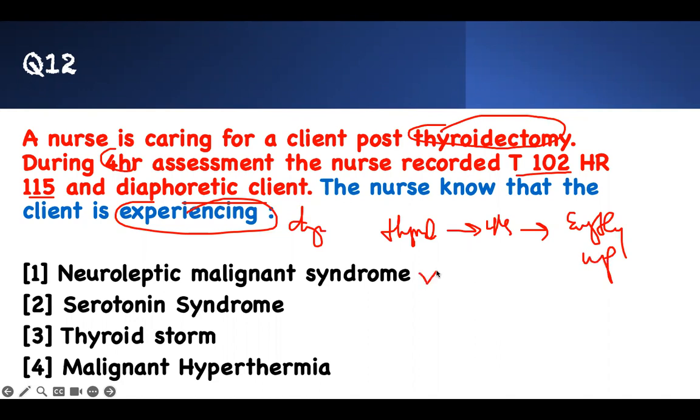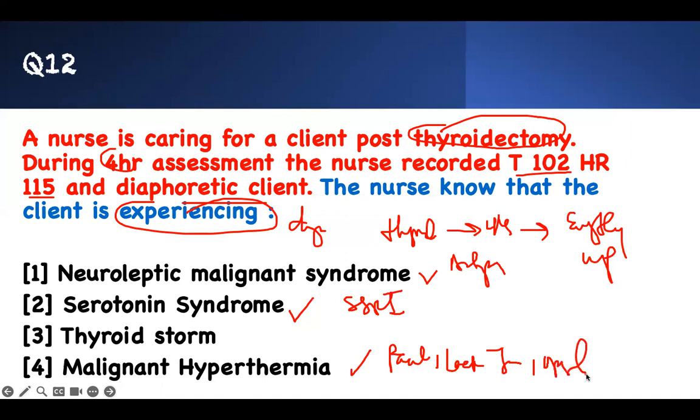It's not neuroleptic malignant syndrome because I have not given the patient an antipsychotic. It's not serotonin syndrome because I have not given them an SSRI. It's not malignant hyperthermia because usually this happens in the PACU, and then they will have a locked jaw, or it will occur in the operating room. This is 12 hours later. And what am I left with? Thyroid storm, because you stimulate the thyroid too much. Test taking strategy.